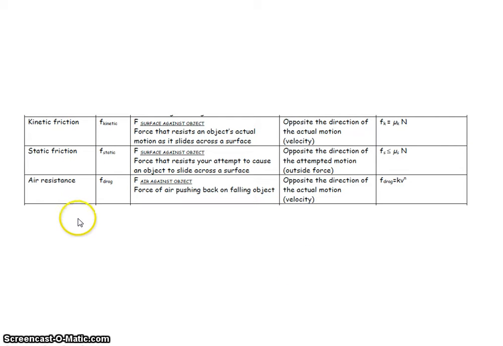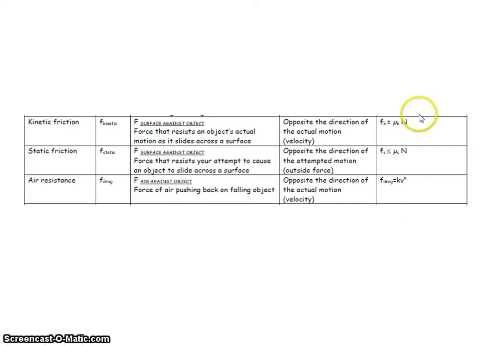We also have several forces due to friction: kinetic friction, static friction, and air resistance. Kinetic friction is the force that resists an object's actual motion when it's sliding across a surface. So the key thing is that the object is actually moving. Static friction is the force that resists your attempt to cause an object to slide across a surface. The object is not moving, but it's trying to. And air resistance is a force of air that pushes back on an object that's falling through the air. It's also called a drag force.